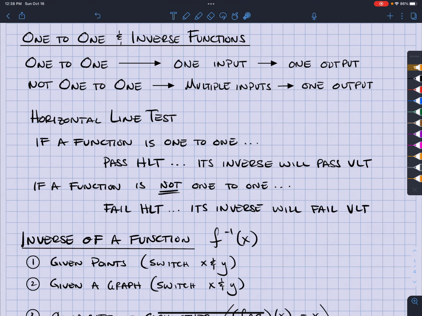All right, so now we're talking about one-to-one and inverse functions. So let's first talk about the one-to-one. A one-to-one function means that with one input, there is only one output. If it's not one-to-one, that means multiple inputs give you only one output.